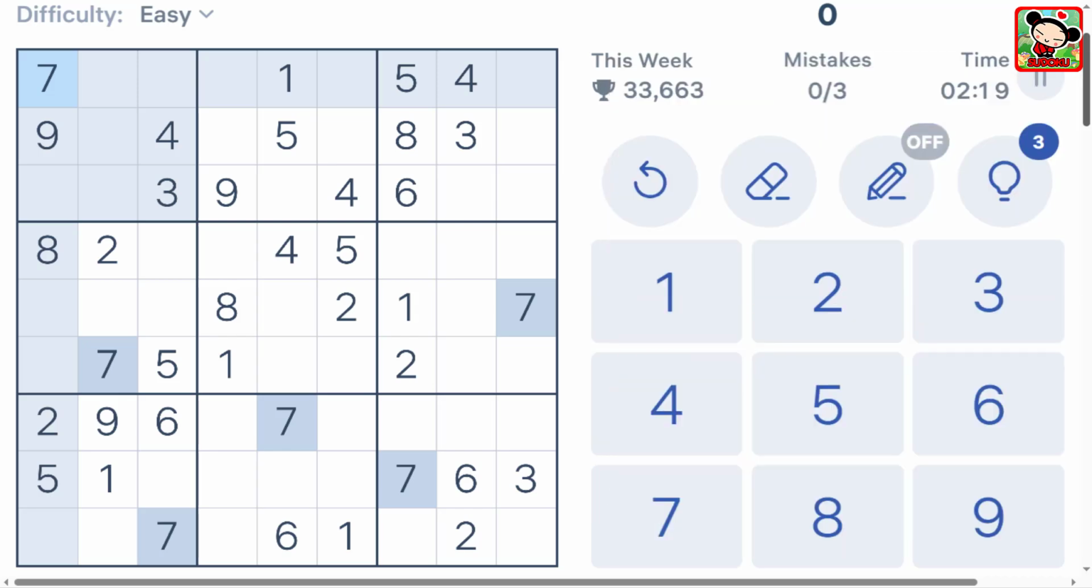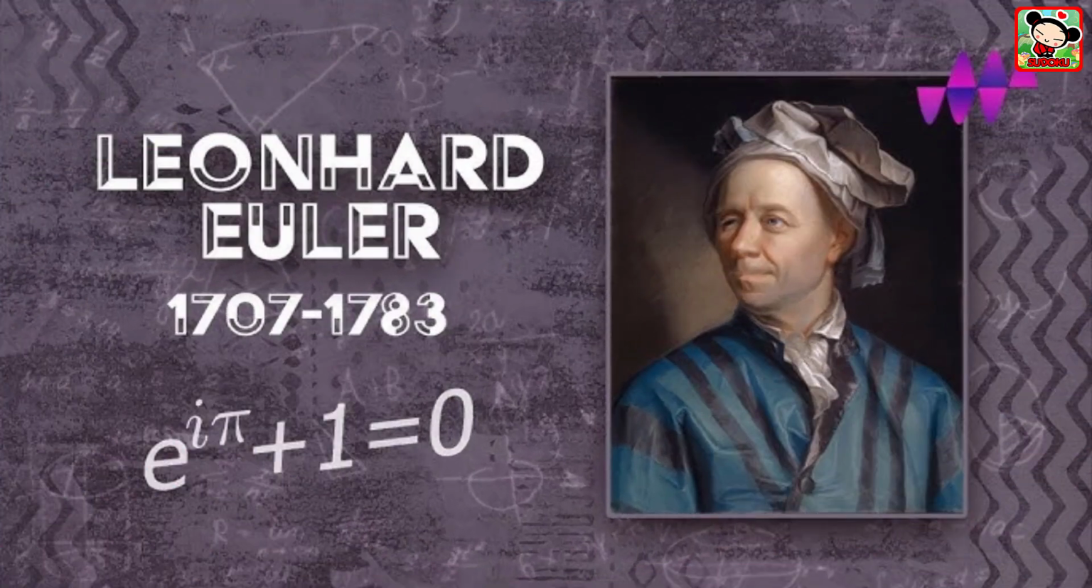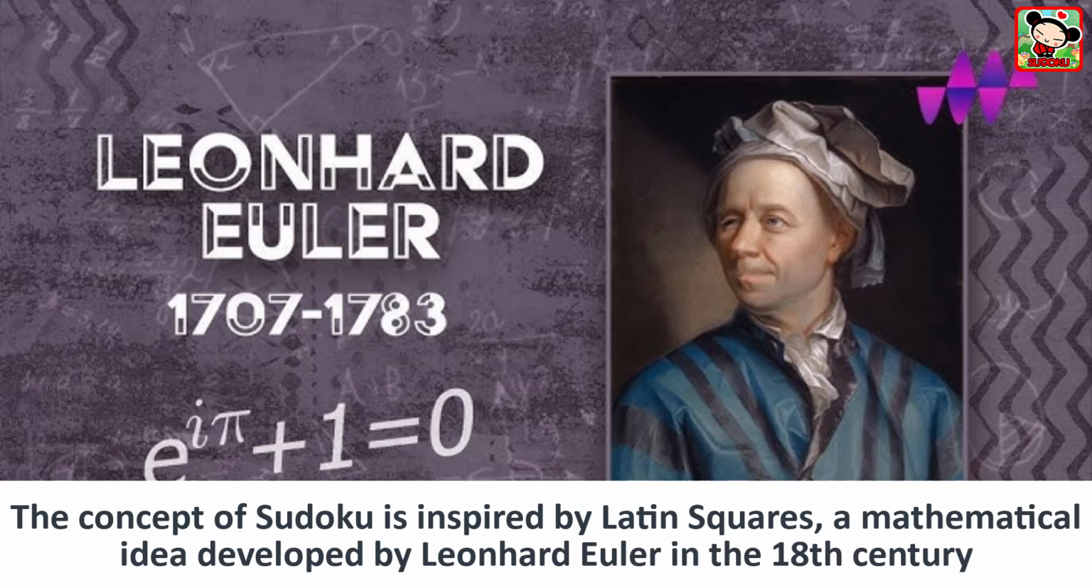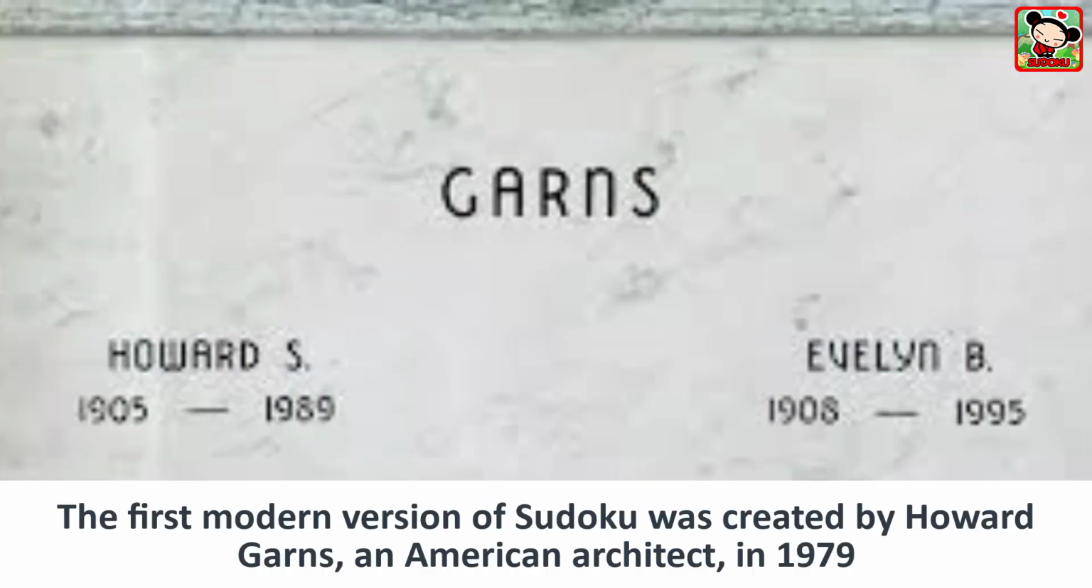But let's take a quick look at the origins of the Sudoku game. The concept of Sudoku is inspired by Latin squares, a mathematical idea developed by Leonhard Euler in the 18th century. These involved arranging symbols in a grid so that each symbol appears only once in each row and column. The first modern version of Sudoku was created by Howard Garns, an American architect, in 1979.